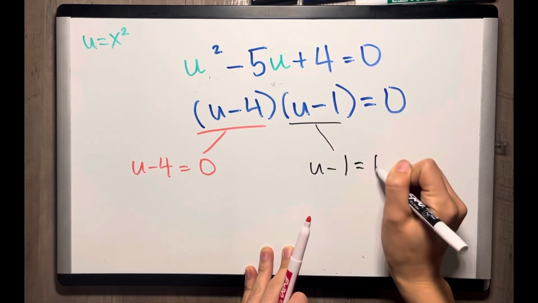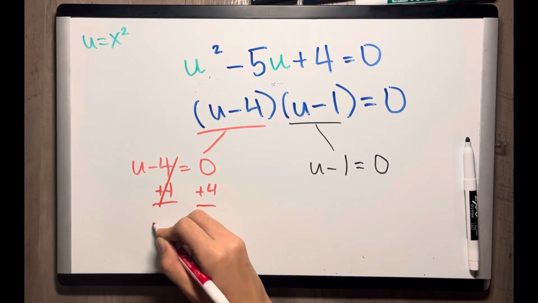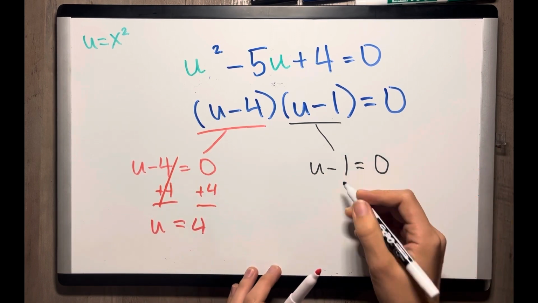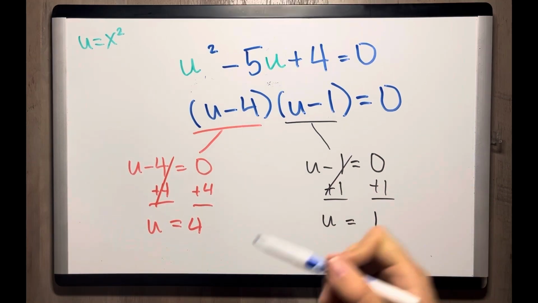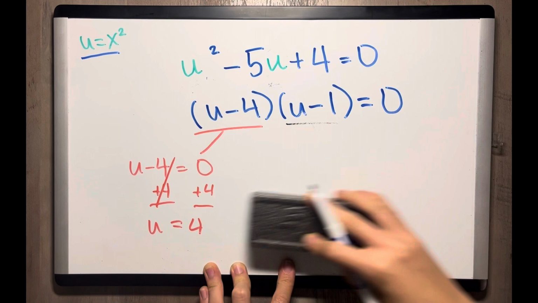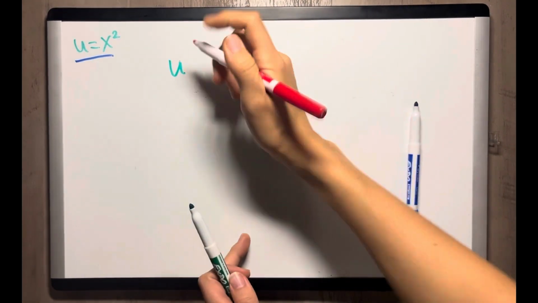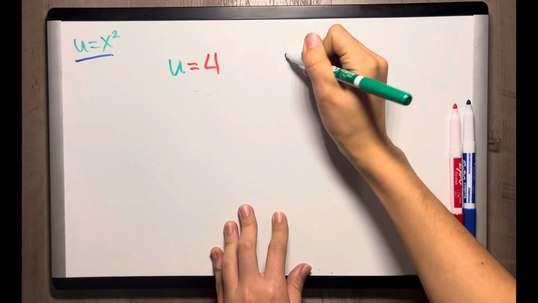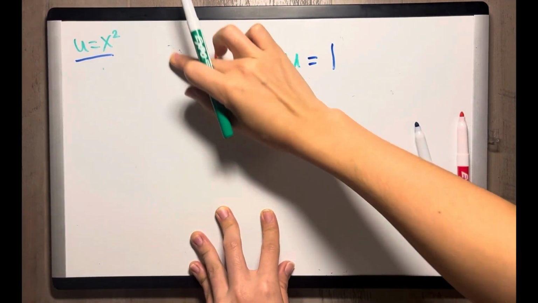Let's isolate u. u minus 4 equals 0. Add 4 to both sides to get u equals 4. And u minus 1 equals 0. Add 1 to both sides to get u equals 1. Now remember, our goal is to solve for x, not u. So after clearing out the board, let's replace u back with x squared.